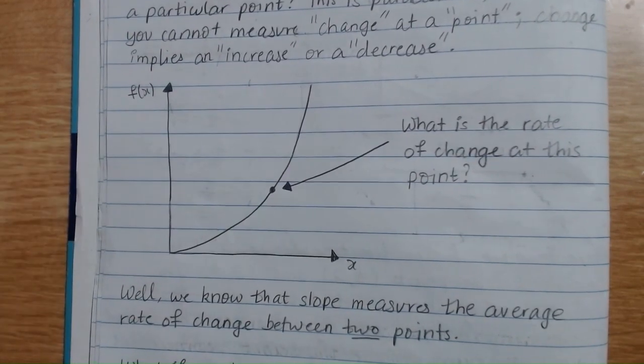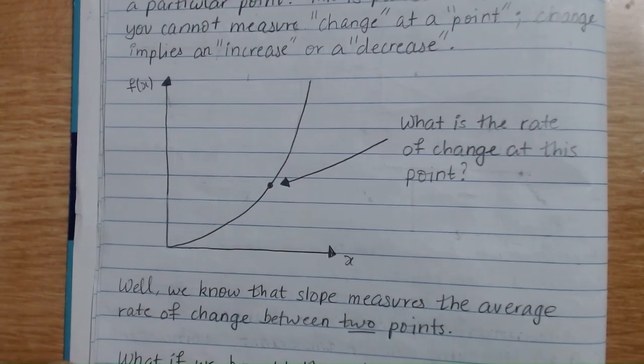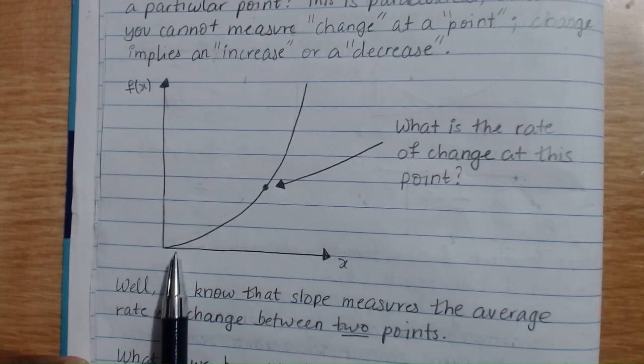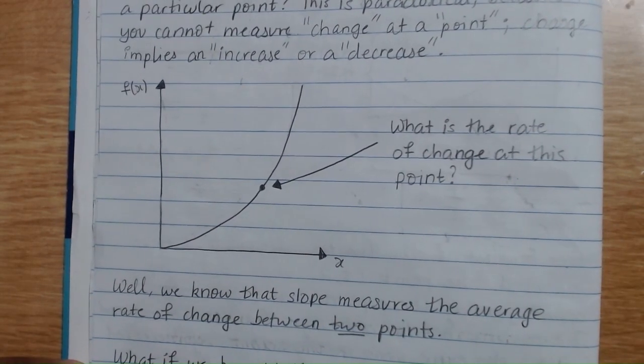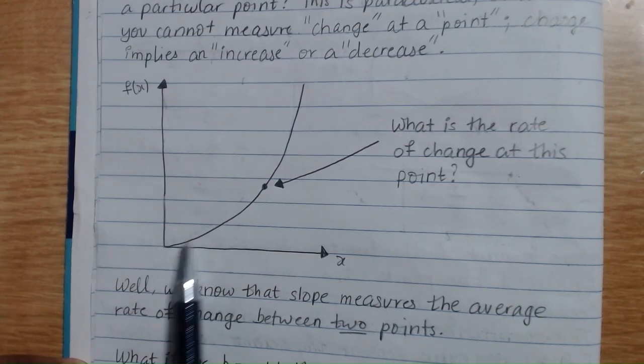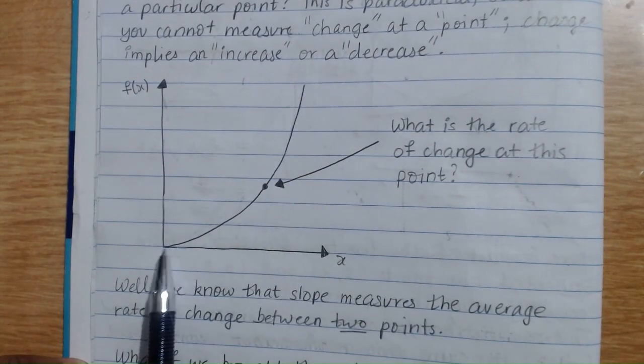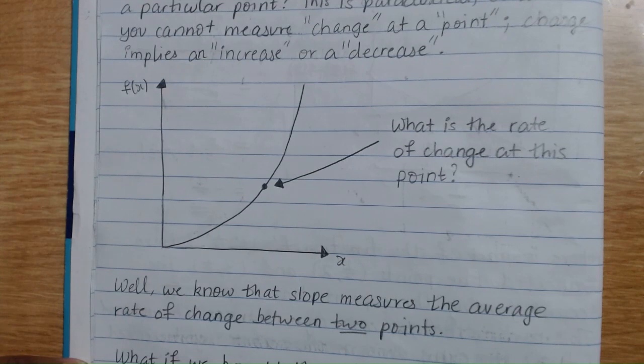Now, that actually doesn't make sense because think of it like this. Let's say this curved function was modeling the distance traveled by a car. So we can see here that the velocity is actually increasing.